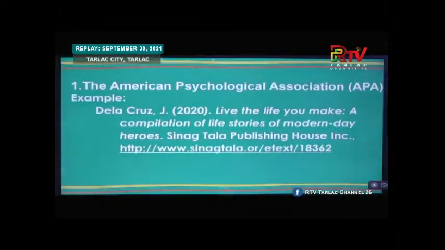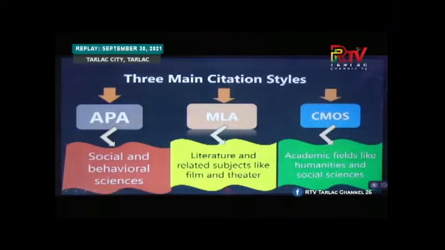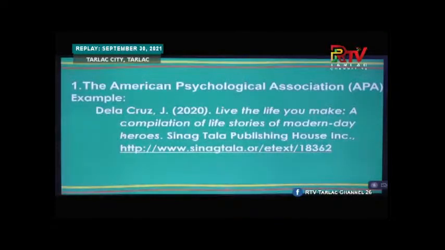Let us have a short journey with these 3 main citation styles. Okay, for number 1, the American Psychological Association, that's APA, is usually used for social and behavioral sciences. Below is an example of a book citation. You will see the author's name, De La Cruz J. The year it was published, that's 2020. The book title, Live the Life You Make, a compilation of life stories of modern day heroes.